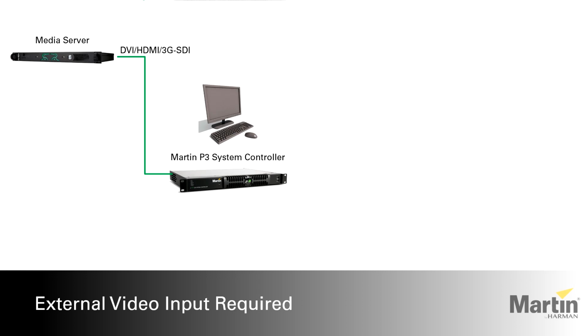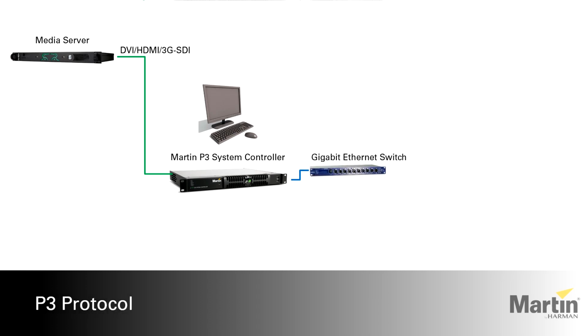This could be a media server or other source, outputting DVI, HDMI or an SDI signal, and sending that video to the P3 controller. On the output side, the P3 system controller outputs the proprietary P3 protocol. This protocol is based on Gigabit Ethernet, so can be split and distributed using standard Gigabit Ethernet switches. In most applications, unmanaged switches are preferred as they offer the lowest latency and will not block some of the packets. As P3 is based on standard Gigabit Ethernet, other infrastructure such as fiber can also be used to distribute the P3 network to the fixtures.